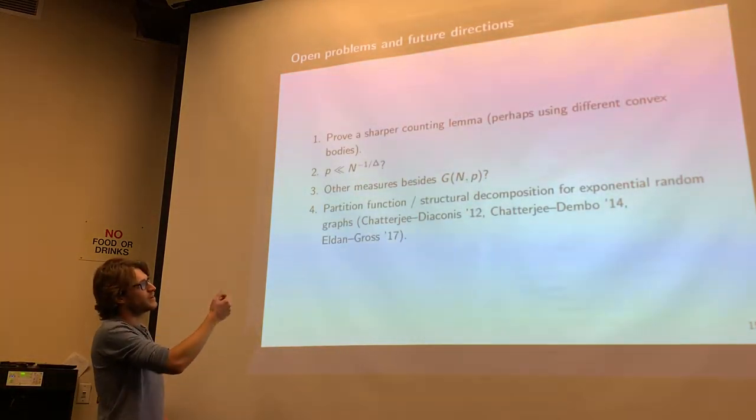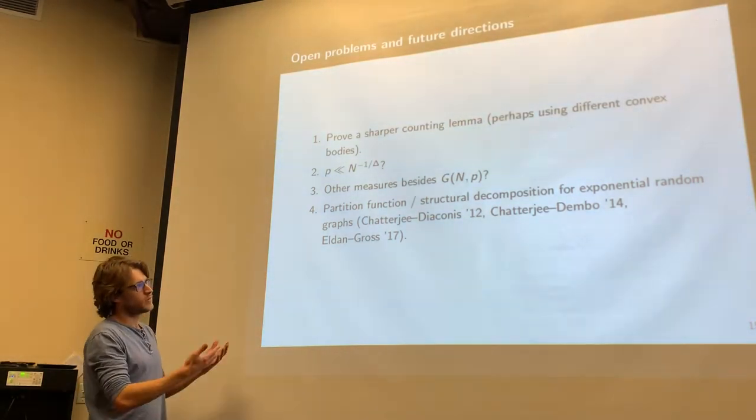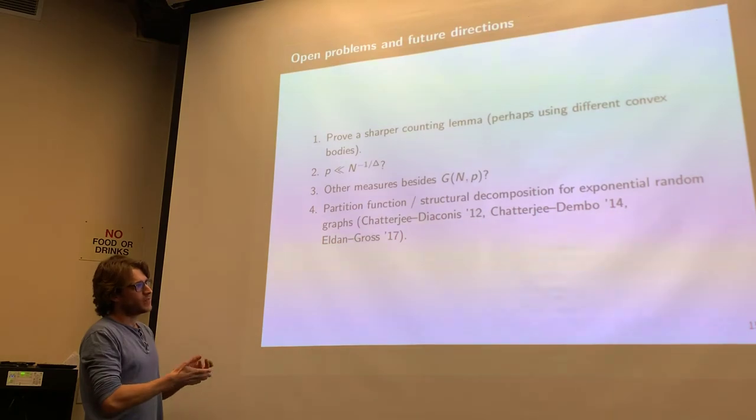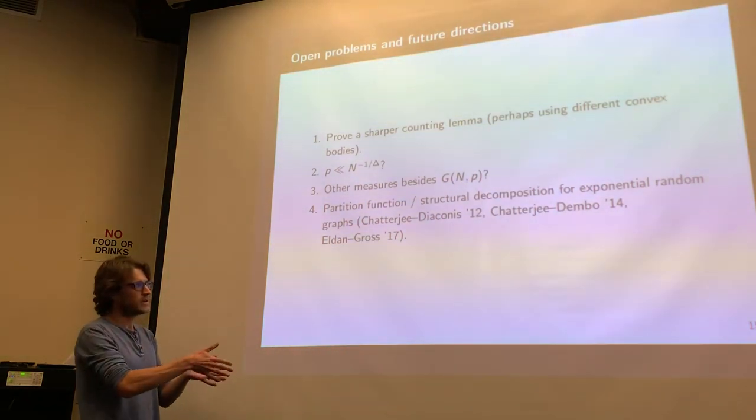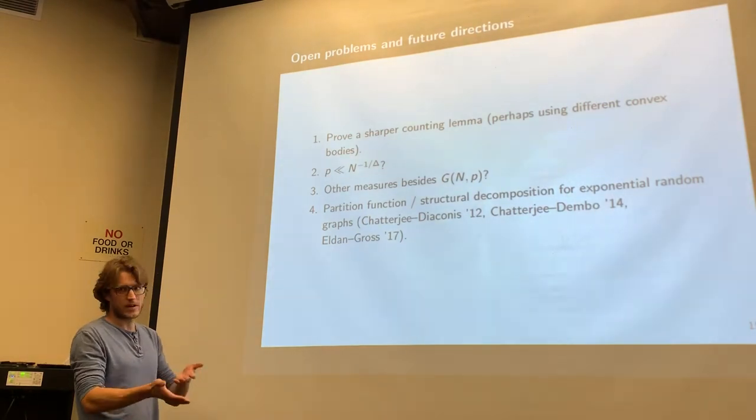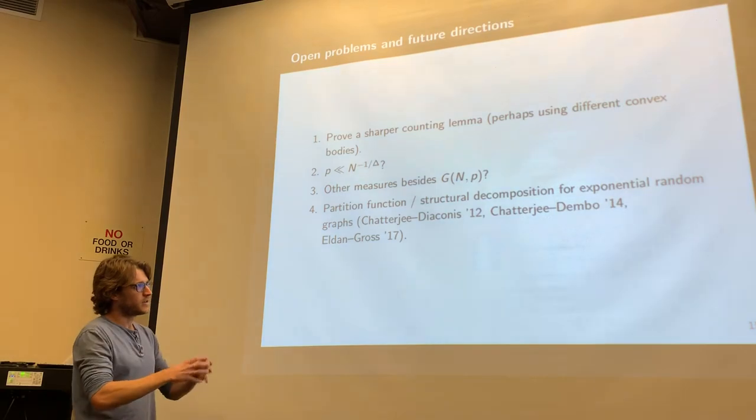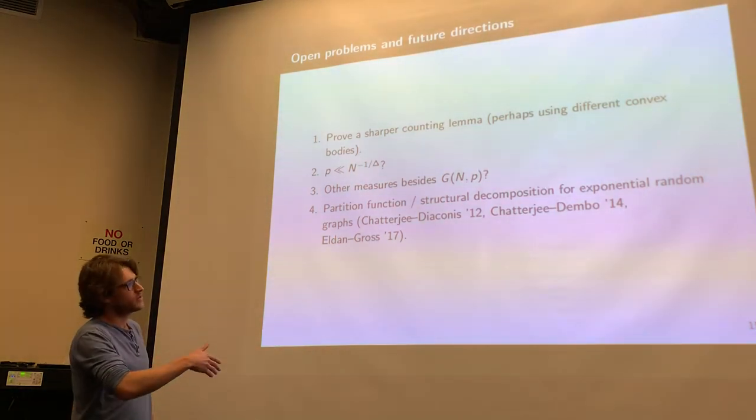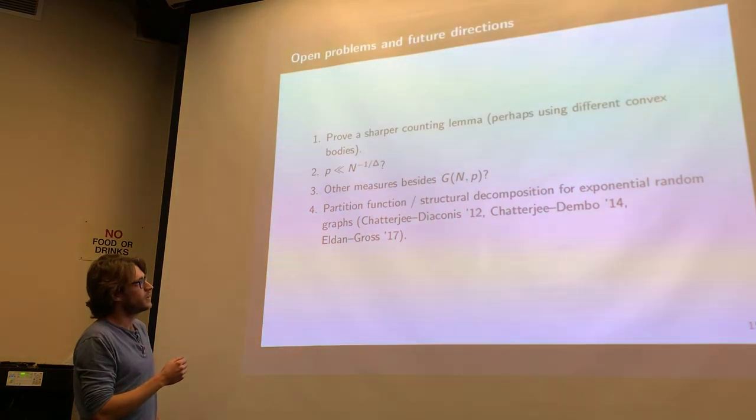So it would be interesting to see if it's possible to prove an improved counting lemma with respect to the spectral norm. But it may be that you need to use something else. So you can use any convex body. And in fact, for cycles, we sort of use slabs rather than these operator norm balls. So maybe if you switch to some other kind of convex body, you can get a better counting lemma.